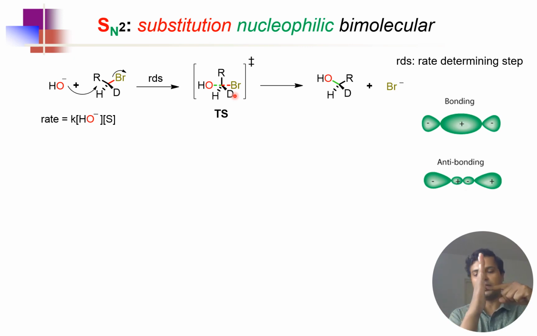Okay, so if you have the plane of R, hydrogen, deuterium perpendicular to this screen, and then your OH, the carbon center, and the bromine, they are in a linear arrangement. This is denoted within the square brackets with a dagger sign as a superscript, and this is known as the transition state. After the reaction, you can see the bromide comes out and the OH is attached to the molecule.